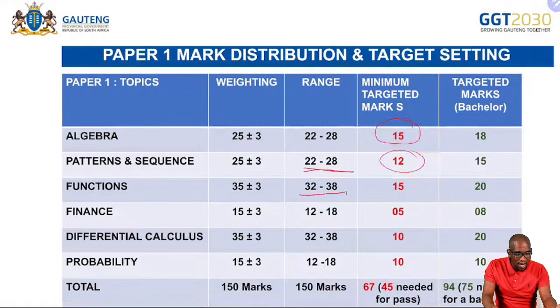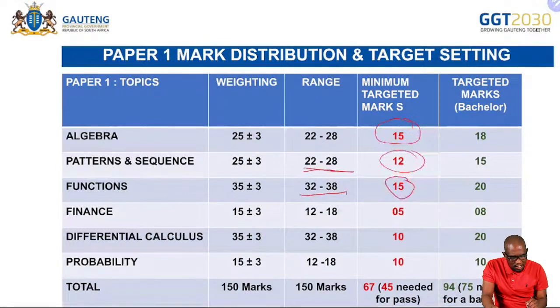When we look at functions and graphs, it's 32 to 38 marks, and your minimum target should be 15 marks there. Look at the questions that are asked. Try to check how you can get these 15 marks. There are questions that would be asked on sketching of functions. You should be able to sketch all those algebraic functions so that you get those sketching marks.